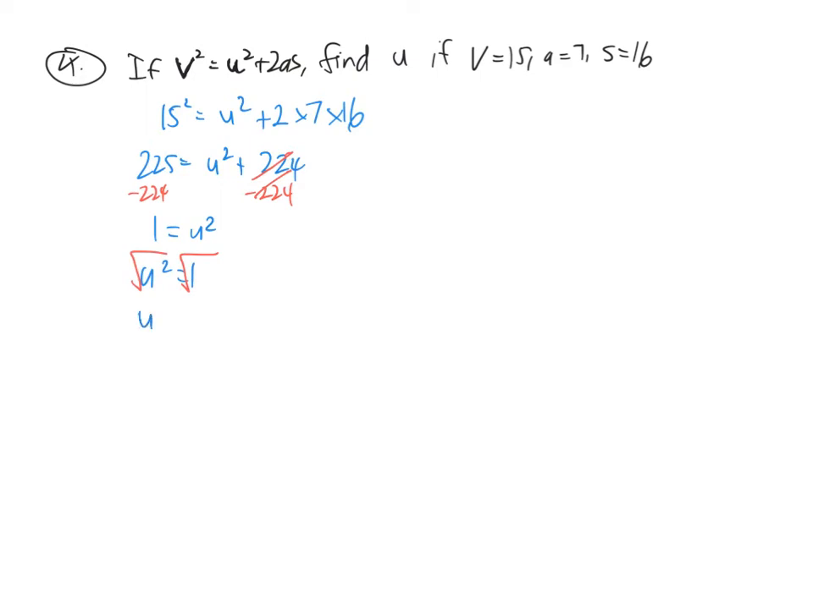So that means u just equals square root of 1, which is actually plus minus 1. Because remember, square root of a number is plus minus. 1 times 1 is 1, negative 1 times negative 1 is also 1. So my answer is plus minus 1. Let's do one more.